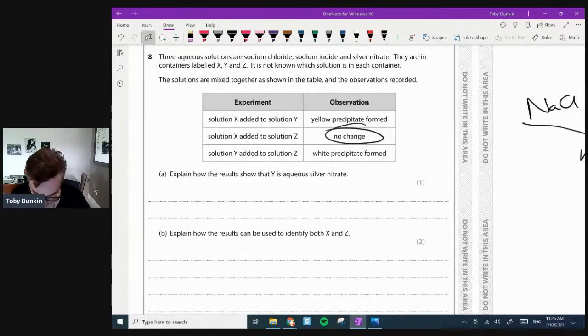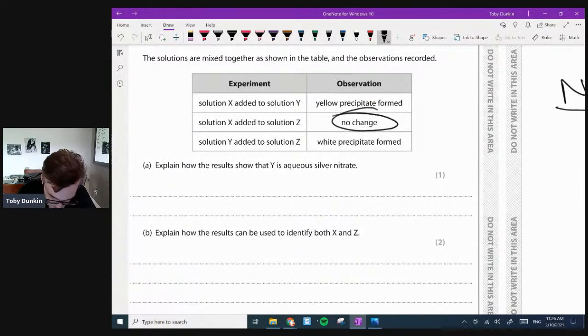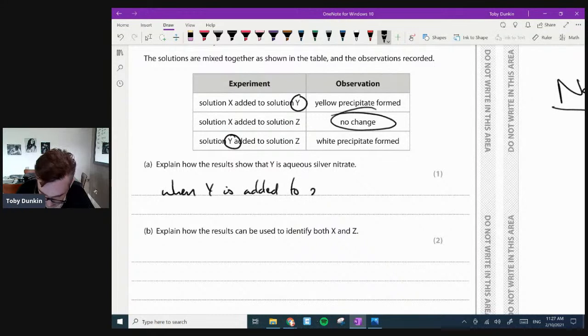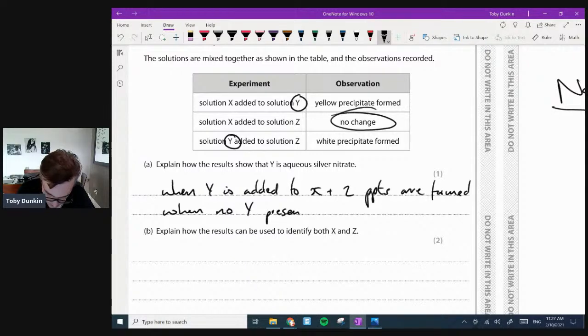So explain how the results show that Y is aqueous silver nitrate. You can actually say when Y is added to both X and Z, you always form a precipitate. And when you have no Y, you get no precipitate. When Y is added to X and Z, precipitates (PPTs) are formed. When no Y present, no precipitate, no PPT. Yeah, Y must be silver nitrate.